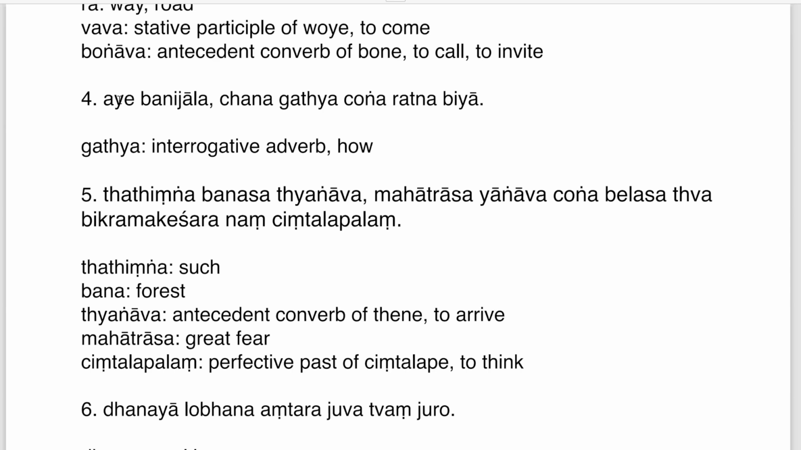Aye is the interjection, Panjala is merchant. Chana is the ergative form of the second person pronoun you. Gate is how. Jonga is the stative participle of be, which means that which is or that which exists. Ratna is the jewel. And Bia is the perfective participle of give, which is used here because it's the second person subject. Exactly. Perfect parsing. I don't have to explain anything now. Any questions?